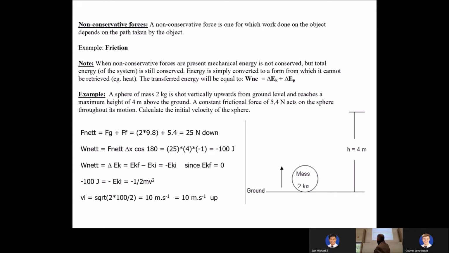Now the change in kinetic energy is final minus initial. But the final kinetic energy of this object, since it reaches a maximum height, it stops when it gets there. So the final kinetic energy is equal to 0. So the net work just equals minus the initial kinetic energy because the final is 0. So you're happy with that now? Yeah. And then you can just put that in, you've worked it out, and then you use the formula for kinetic energy.